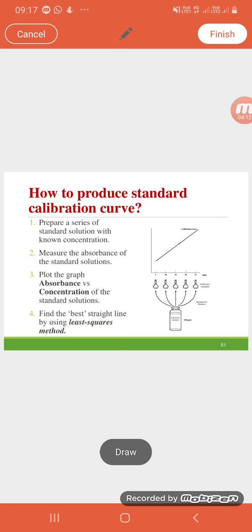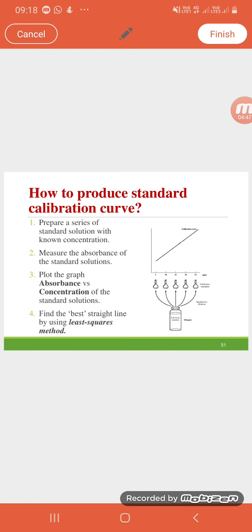Let's say, for example, you have cultured microalgae and you want to determine the amount of protein inside the microalgae. First thing first, we have to extract the protein from the microalgae by using a suitable technique, and then you prepare the standard solution of the protein.